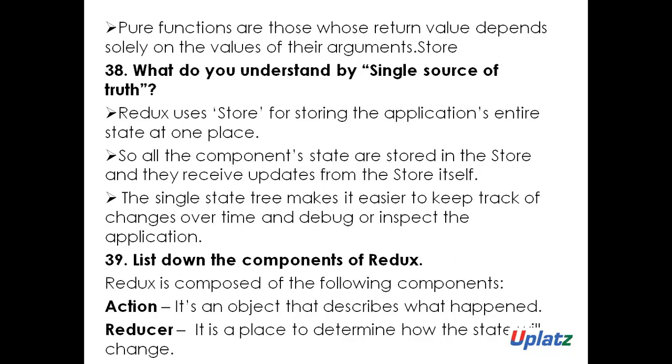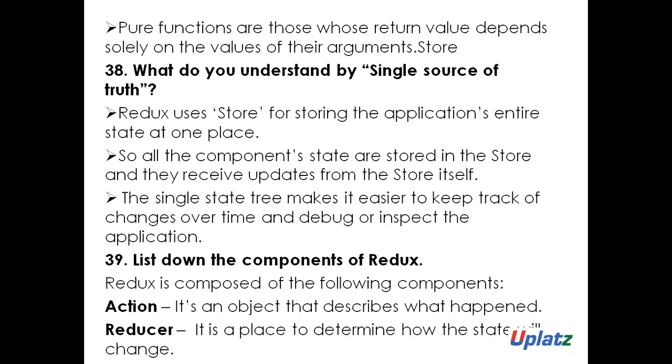What do you understand by single source of truth? It means storing the application's entire state in one place. All the component states are stored in the store. They receive updates from the store itself. That is why we call it a single source of truth. The single state tree makes it easier to keep track of changes over time and to debug or inspect the application.